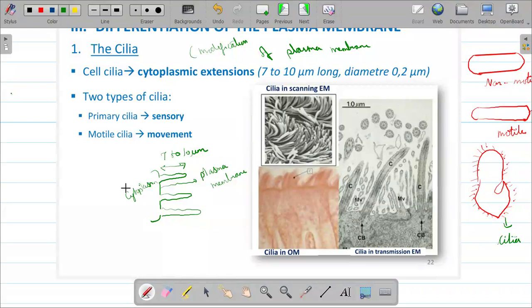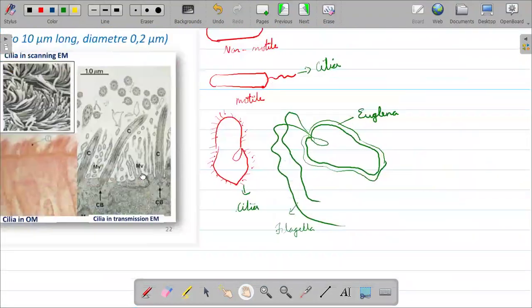So cilia is considered a modification of the plasma membrane and an extension of the cytoplasm. We have two types of cilia: one is primary cilia and the other is motile cilia.